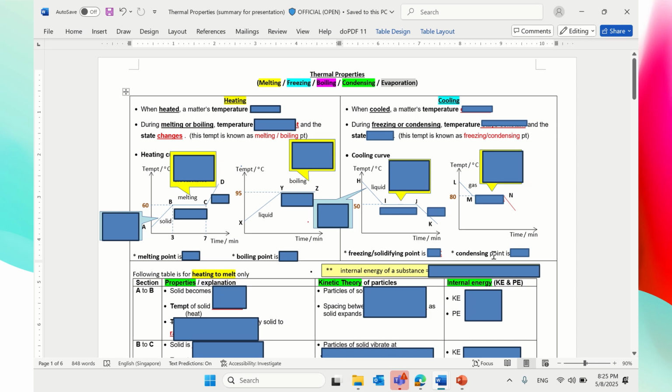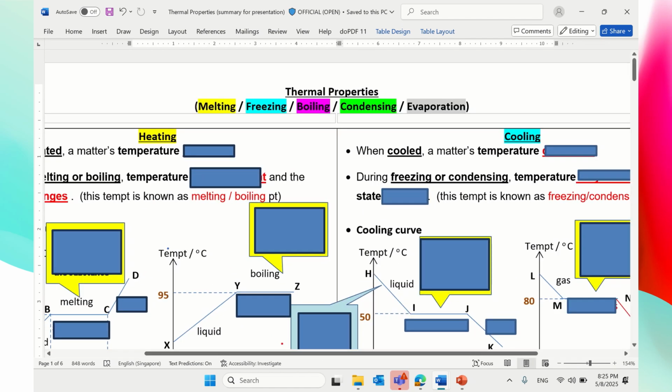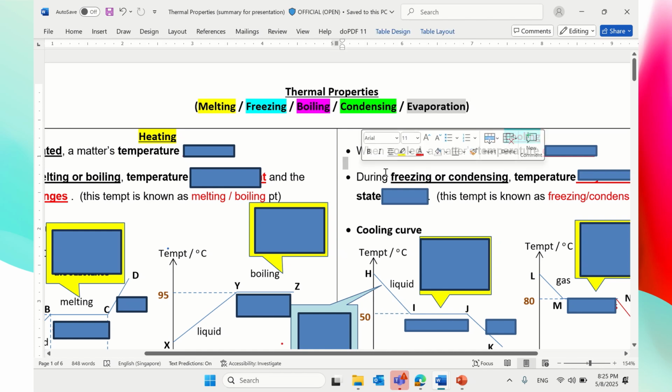First of all, thermal properties is about melting, freezing, boiling, condensing and evaporation, as the title suggests. You have learned this in your Sec 2 science lesson. Now we will take a closer look at how all these processes have to do with the kinetic theory and internal energy.